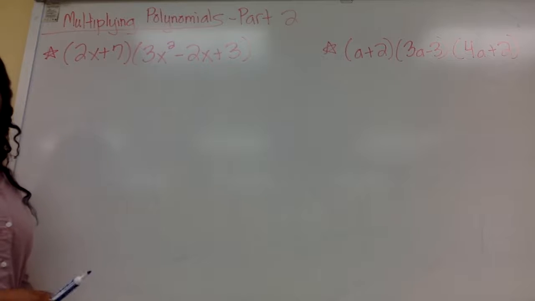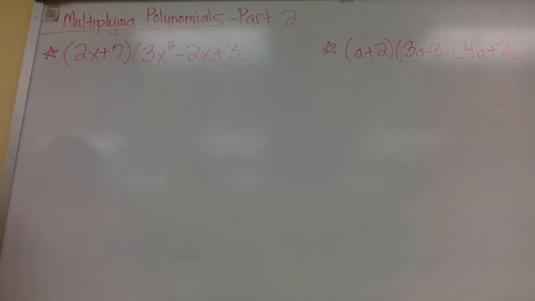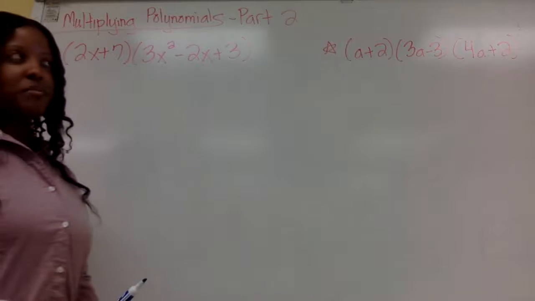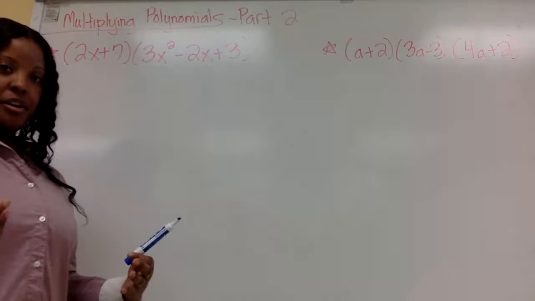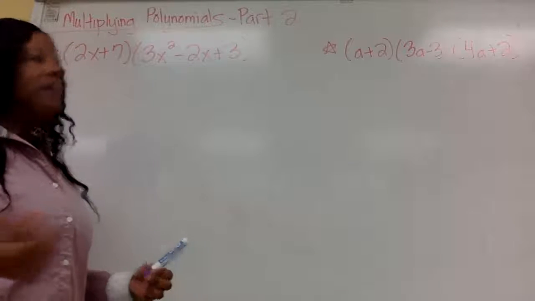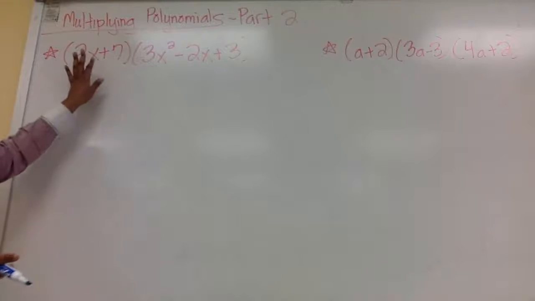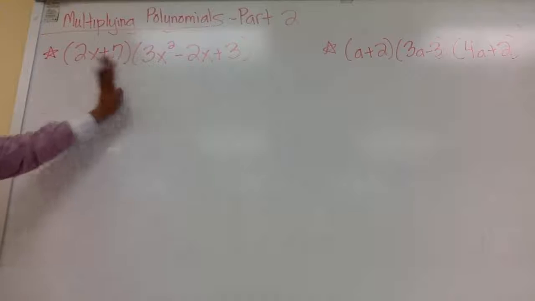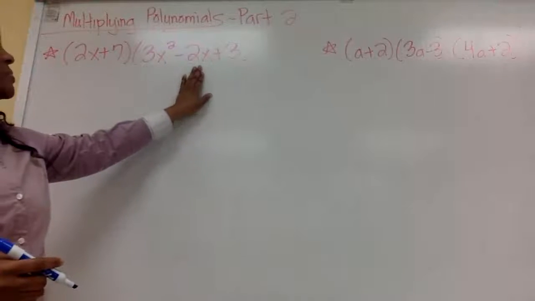We're back with part two, the last part of multiplying polynomials. In this video, the problem is just going to be a little bit longer, but we're still going to either do the distributive property or the box method. So the first problem wants us to multiply 2x plus 7 times 3x squared minus 2x plus 3.